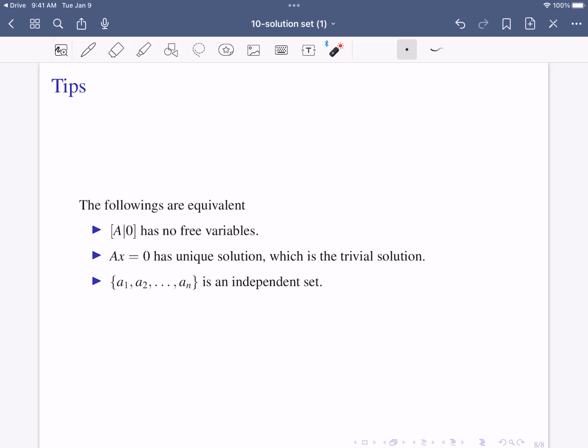Another tip is that the following three statements are equivalent. If A0, the augmented matrix, has no free variables, then there's only one solution, and this solution is the trivial solution. In other words, X is 0, 0, 0, 0. So AX equals 0 has a unique solution, which has to be the trivial solution. And the columns A1, A2, up to An form an independent set.